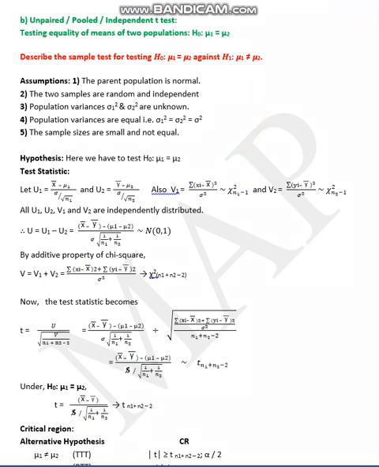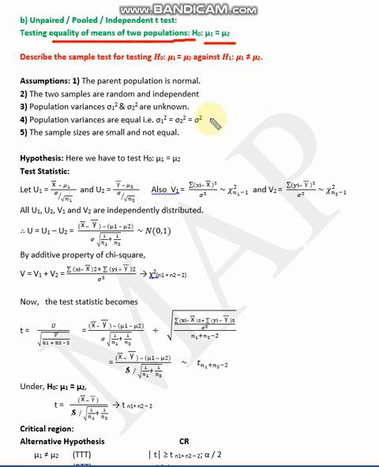Suppose there are two populations X and Y. X is one population, Y is another population, and two samples were taken from these two populations. Our point of interest in this case is to test the equality of means of two populations, that is, whether the mean of the first population is the same as the mean of the second population. Therefore in this case our H naught becomes mu1 equal to mu2.